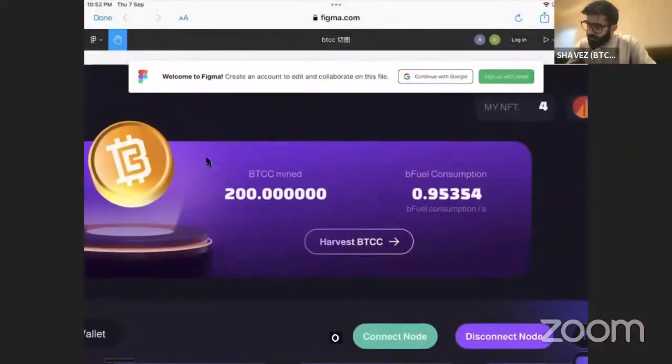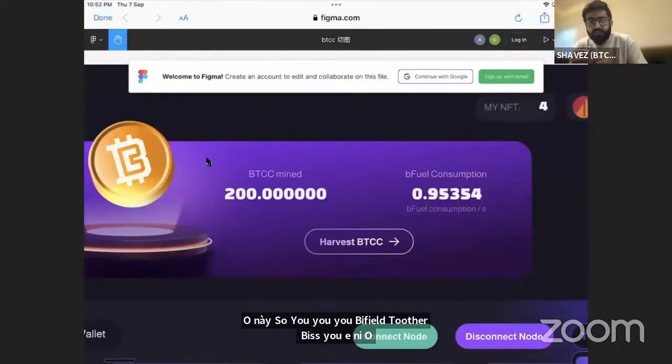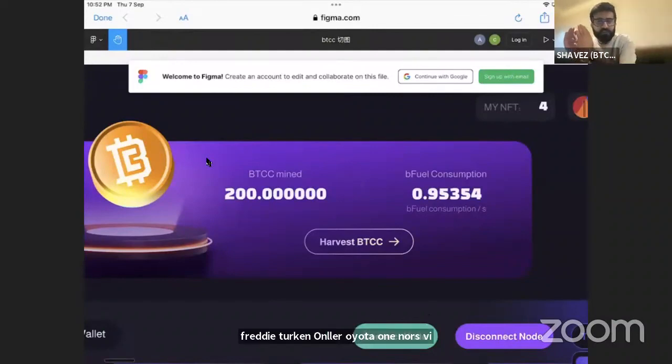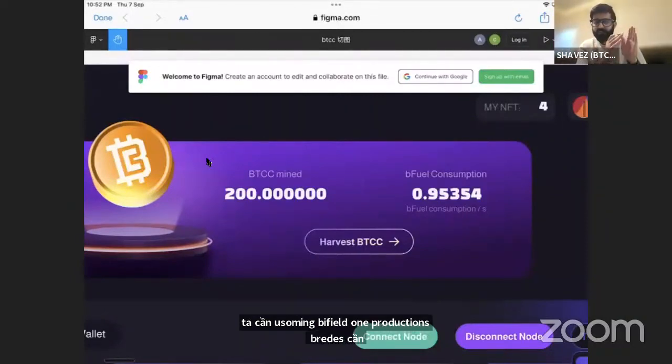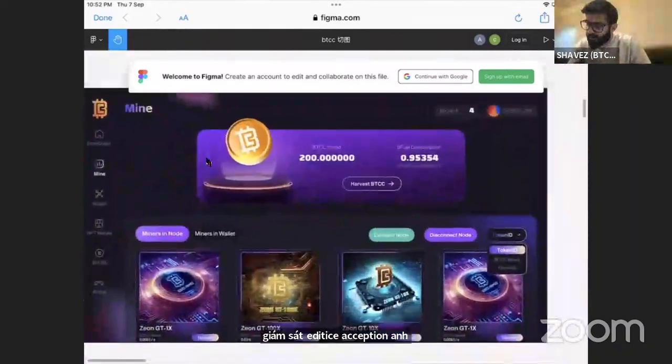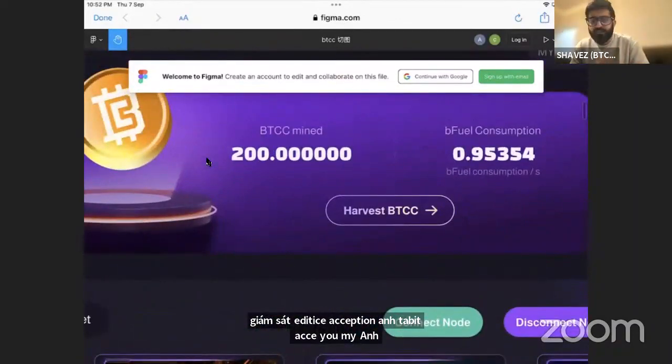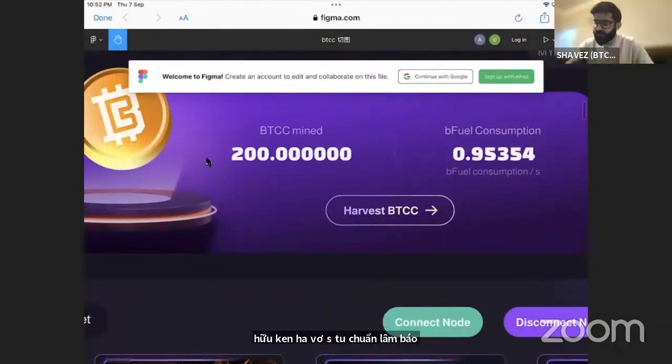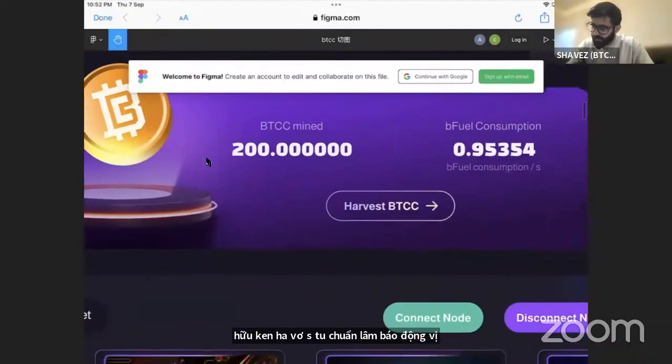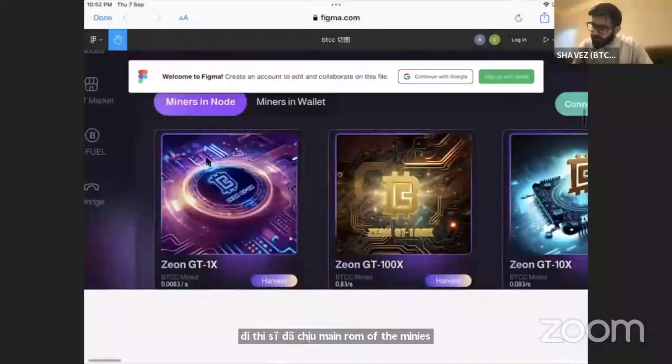So you get your total B fuel consumption in your mine page in the dashboard, in the DApp. So let's say you have 20 miners, total. Altogether, all miners which are consuming B fuel, total consumption will be displayed here. This is your consumption every second. And the BTCC you mine is mentioned here. And you can harvest total number of BTCC that you mine from all the miners with just one click over here. But if you want to harvest individually, you can.